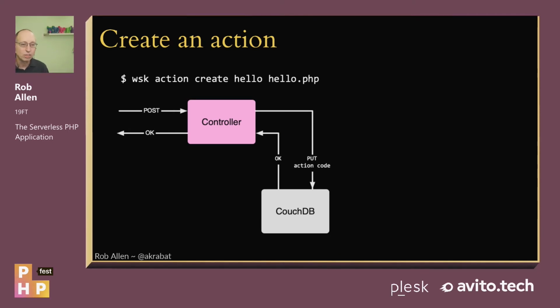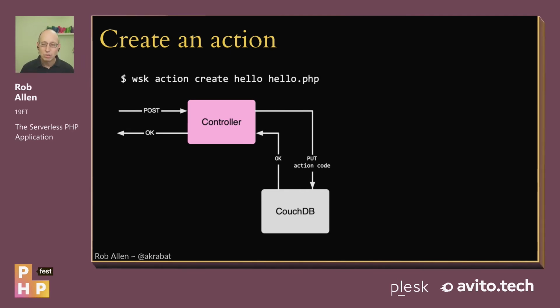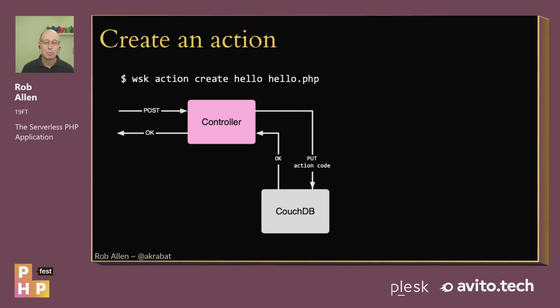When we create an action, we send a post request to the controller. The controller puts the action code into the database. And that's all. Nothing else happens. So it's very, very simple. Most importantly, it does not check your code for correctness when you create your action. That code could be rubbish. Nobody would know at this point in time. We've just stored it into the database.